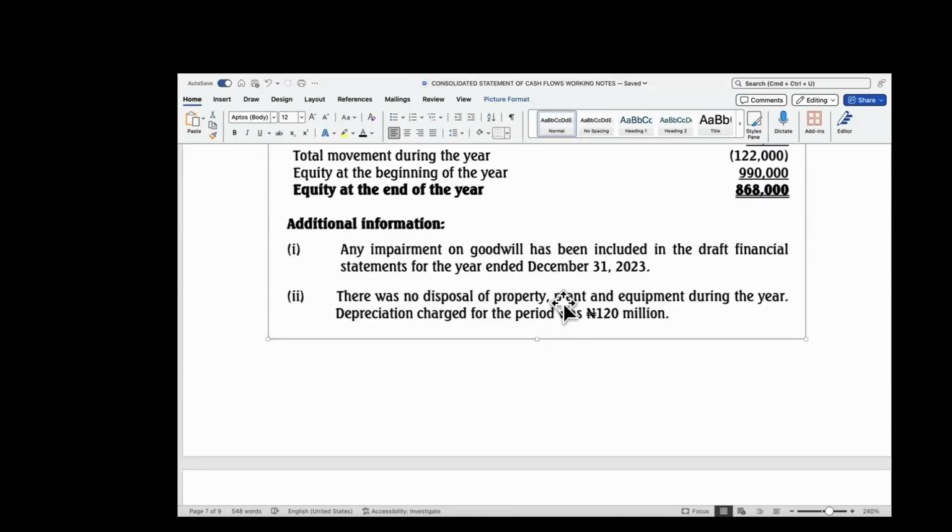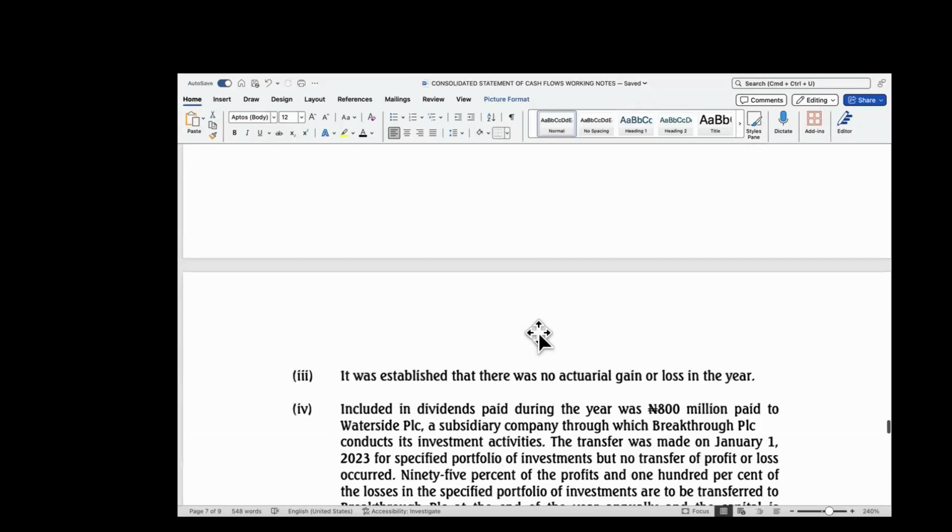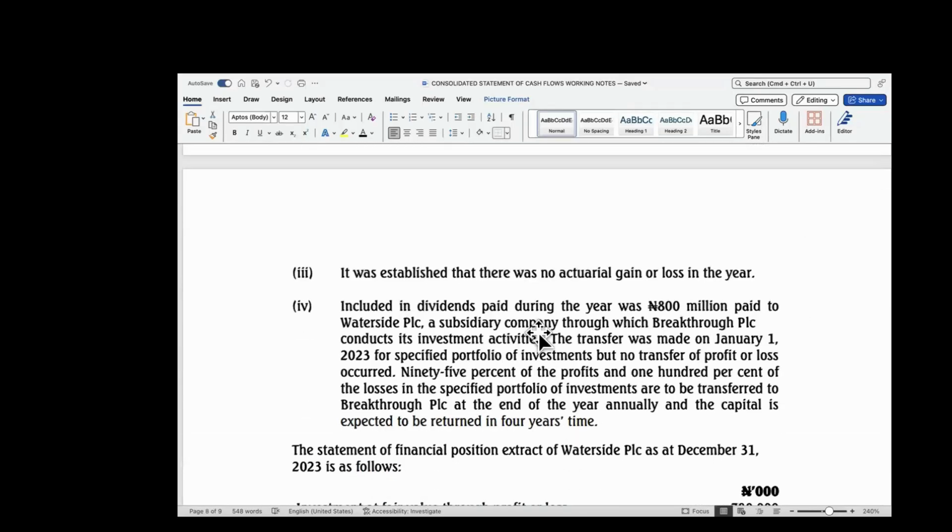Also, there was no disposal of PPE during the year. Okay, noted. But the depreciation charge for the period was 120 million. Noted. Number 3, it was established there were no actual gains or losses. Noted. Number 4, included in dividends paid during the year was 800 million paid to Waterside, a subsidiary company through which Breakthrough conducted investing activities.